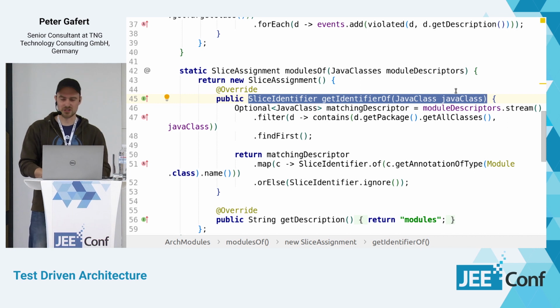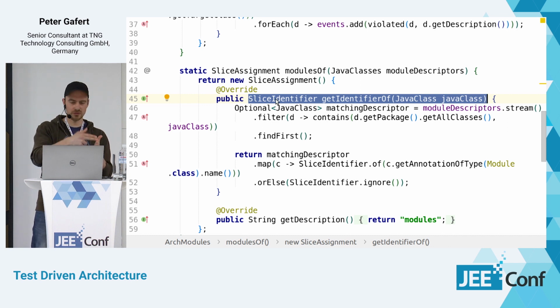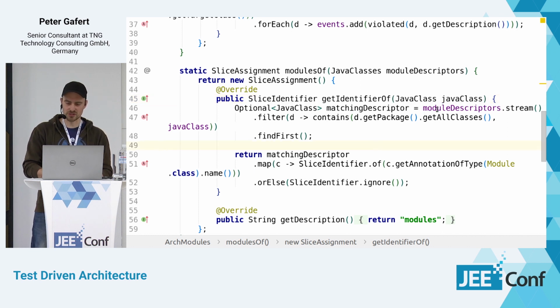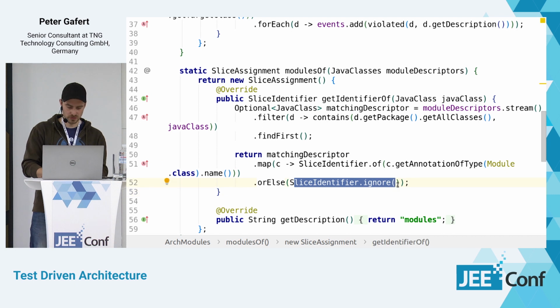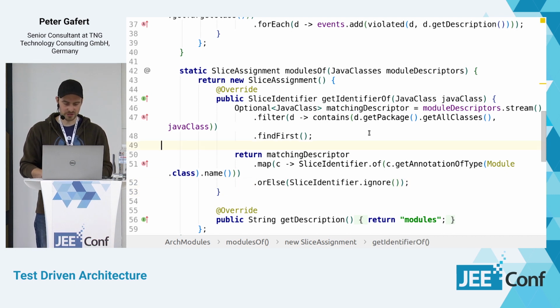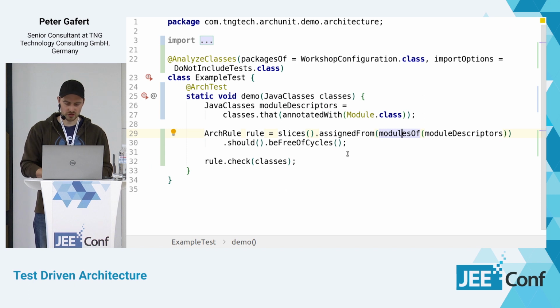Okay, so this is the signature I told you about, like a Java class. I have to tell which slice identifier, which slice it goes to. If two classes have the same slice identifier, they end up in the same slice. So what I just do is take these module descriptors and go over all of them. If the class in question is in the package of the module descriptor, it gets the module name as the slice identifier. If it's not in the package or in no package of any module descriptor, it will just be ignored. Okay, so it's just like 6 lines of code, so not super bad.